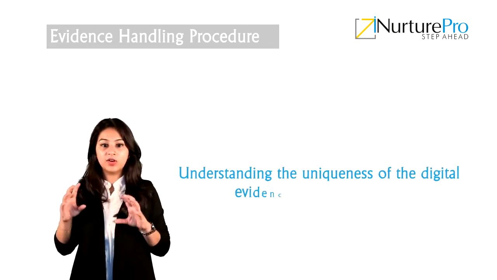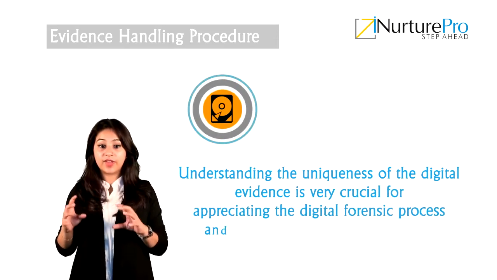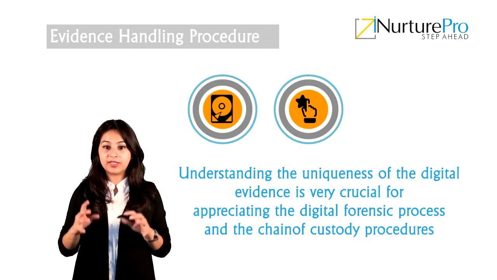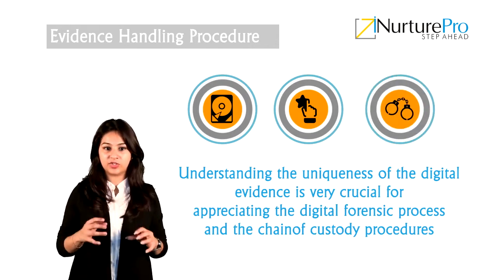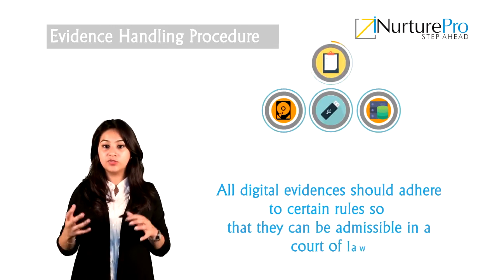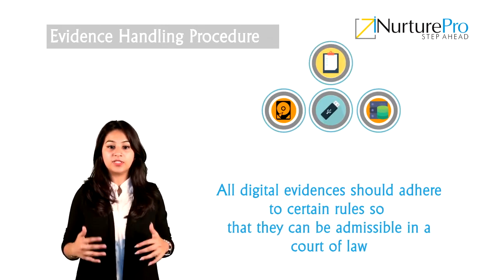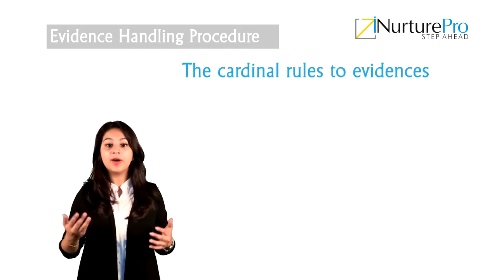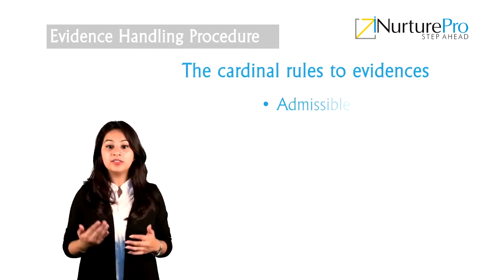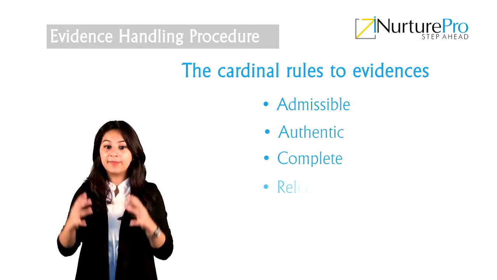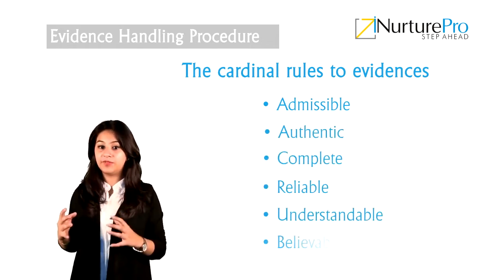Understanding the uniqueness of the digital evidence is very crucial for appreciating the digital forensic process and the chain of custody procedures. All digital evidences should adhere to certain rules so that they can be admissible in the court of law. The cardinal rules to remember about evidences are: evidences should be admissible, authentic, complete, reliable, understandable, and believable.